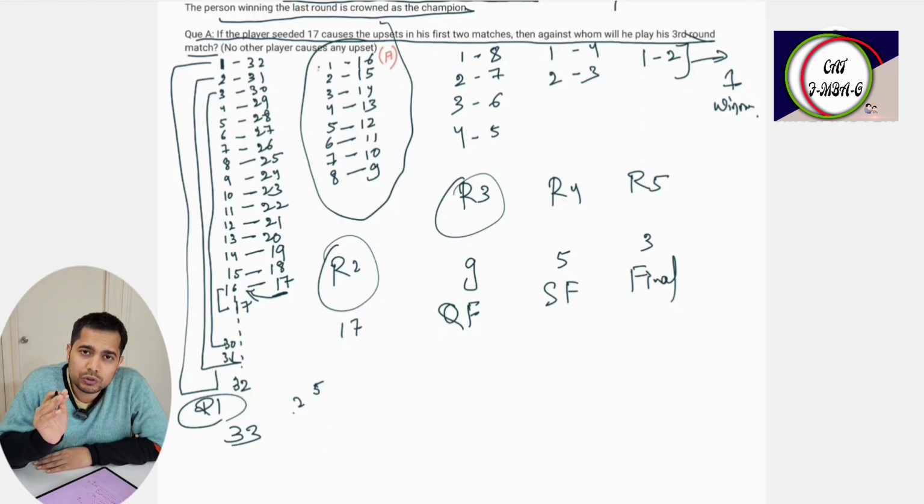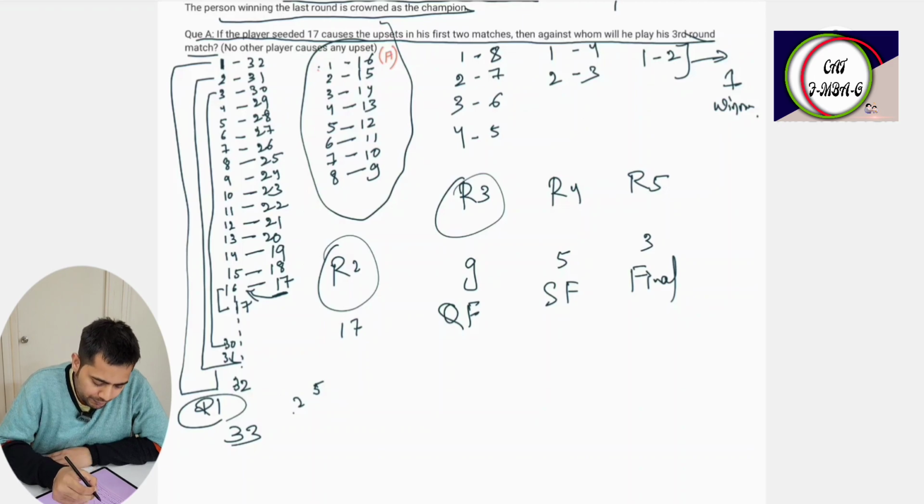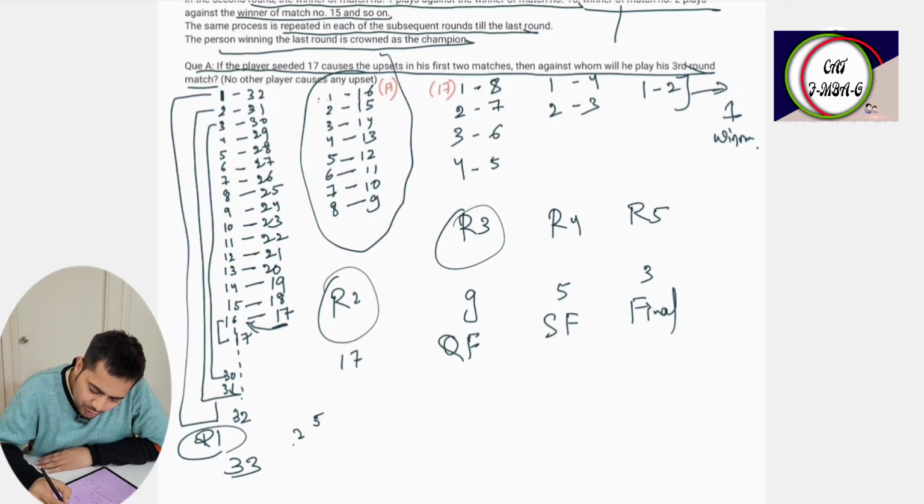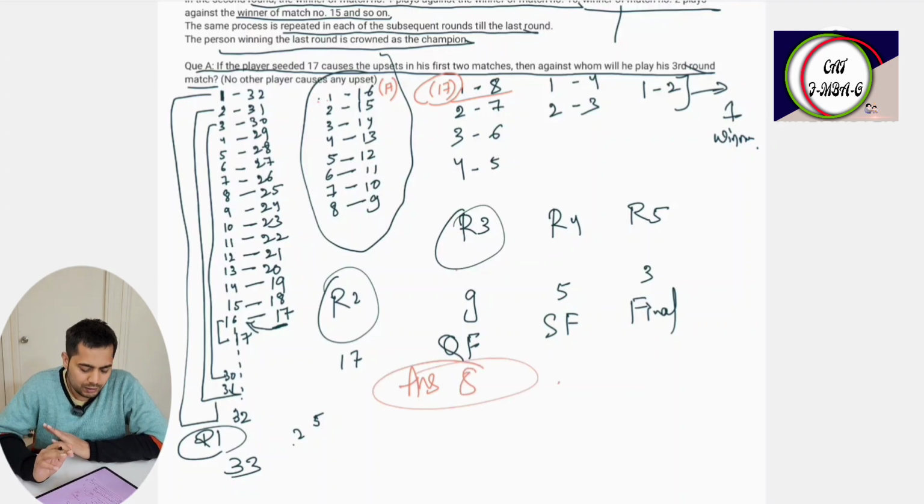In the second round also 17 causes an upset. So 1 will not go ahead. 17 will go. So here instead of 1, 17 will be there. What is asked? Against whom will he play his third round match? In the third round, 17 will play against 8. So the answer is 8. Got it?